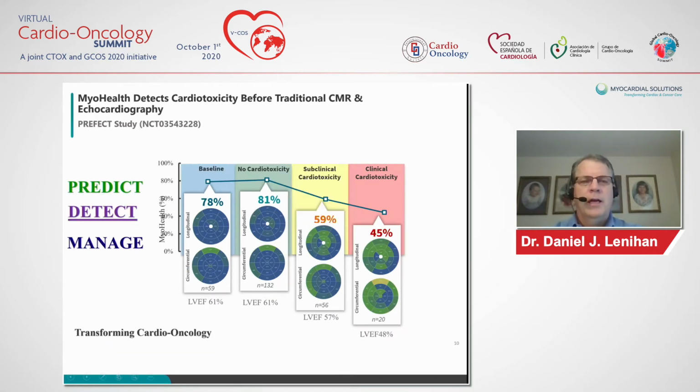And then during cancer therapy, as in the PREFECT study, you could detect changes from a baseline in patients that were developing toxicity. Their percent of normal segments persistently dropped. And you can see in this case here where the normal Myostrain percentage of 45% documented significant evidence of strain abnormalities that indicated early toxicity.